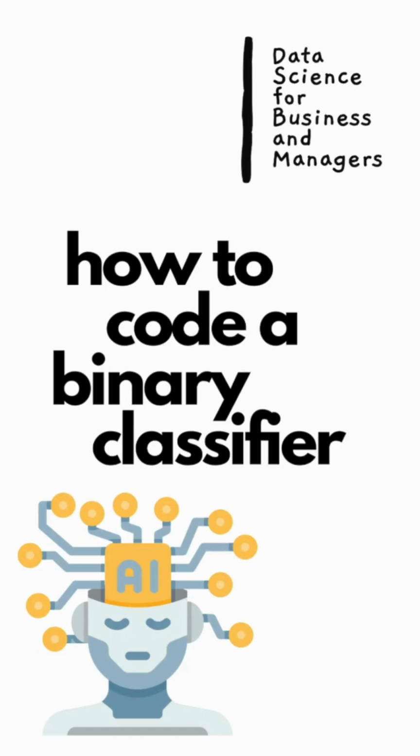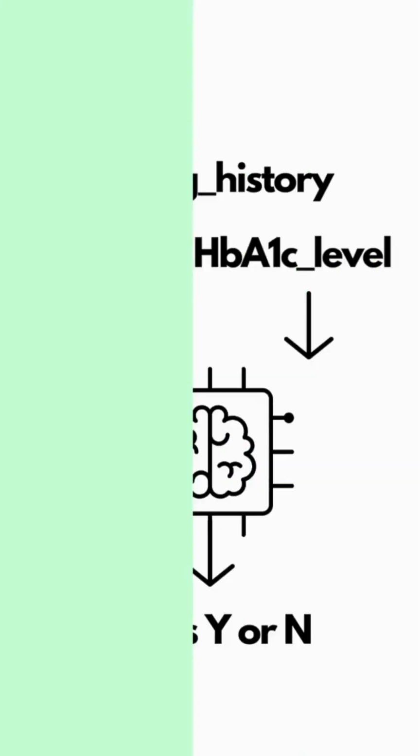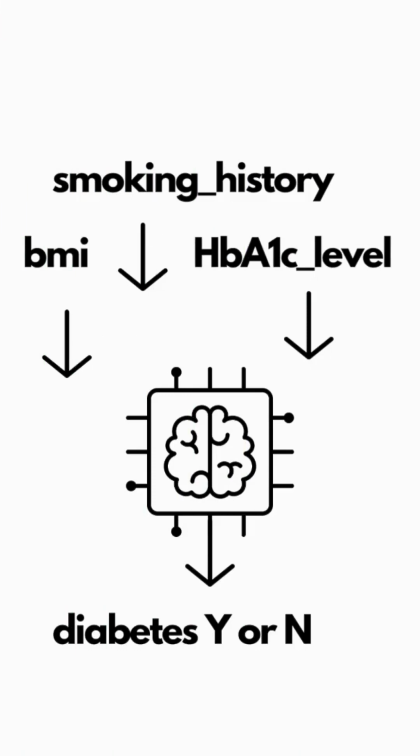I'm going to describe how to code a binary classifier using Python. The model we're going to code is to predict whether someone has diabetes, so it'll be predicting yes or no. The features input into the model will be the body mass index, their smoking history, and a measure called HbA1c, which is an average of their blood sugar levels for the last 2 to 3 months.